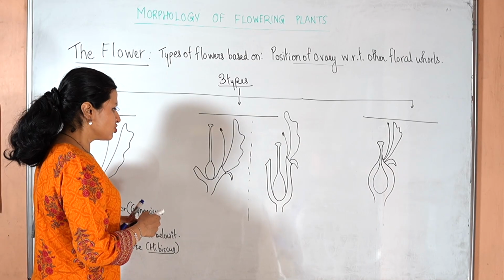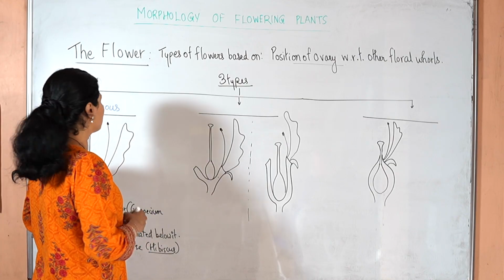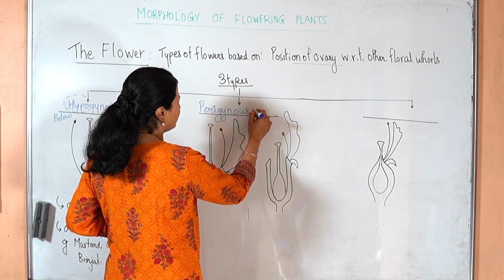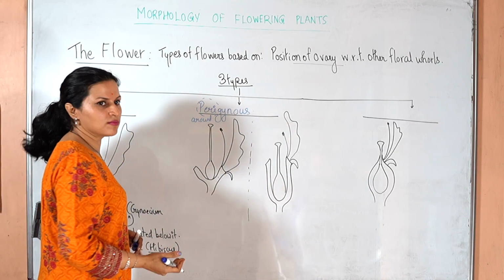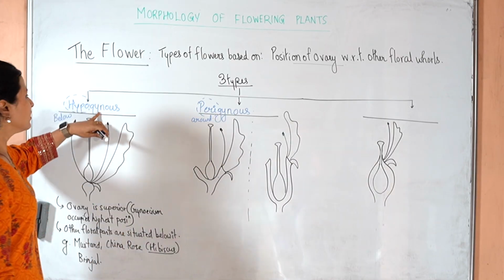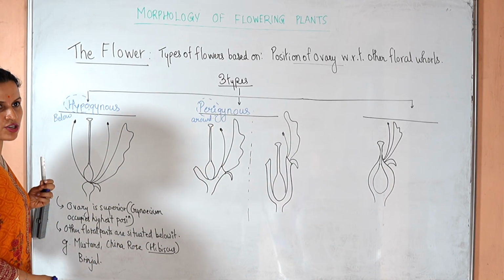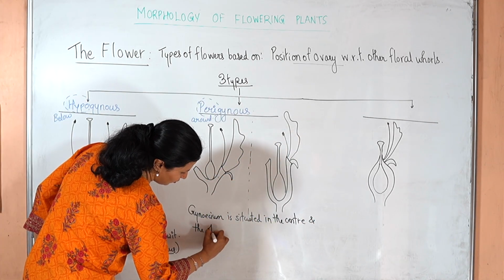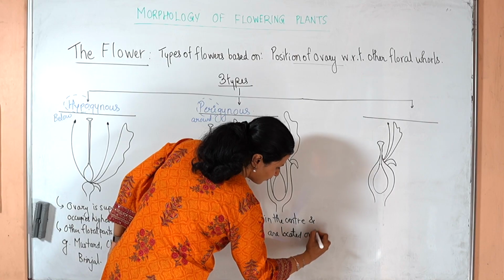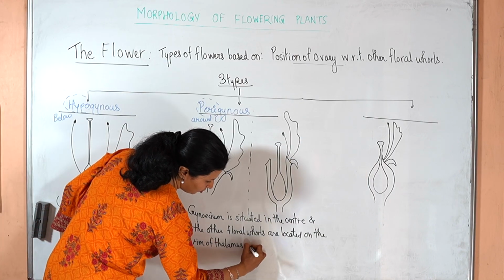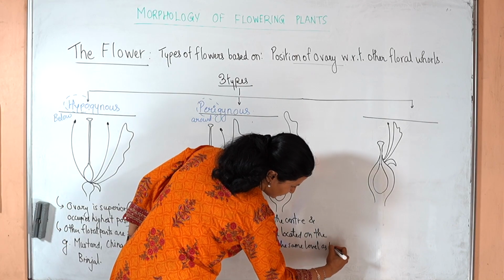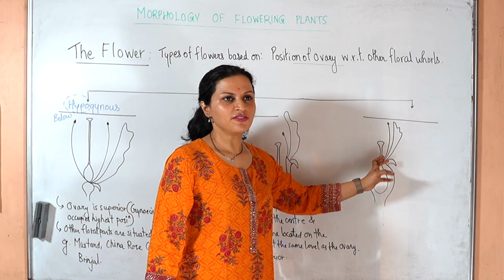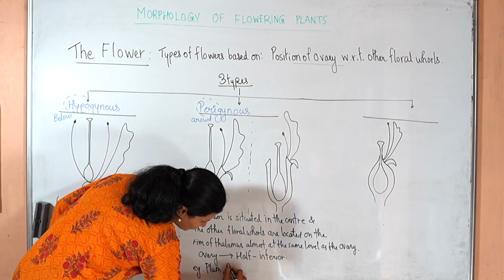These type of flowers in which the ovary is half inferior are called perigynous flowers. Peri means around. So can you tell me what is around the gynoecium? The other floral whorls are around the gynoecium. Gynoecium is situated in the center and the other floral whorls are located on the rim of the thalamus, almost at the same level as the ovary. Ovary is said to be half inferior because in the third case it is said to be fully inferior. Example, plum, rose, peach.